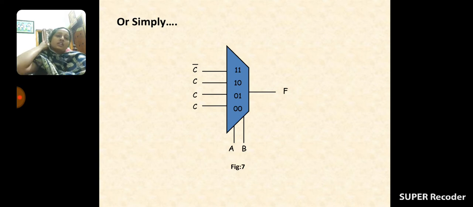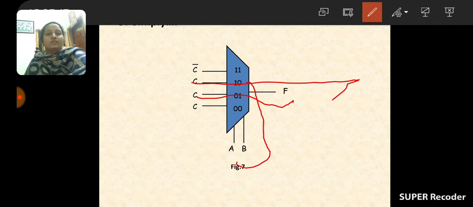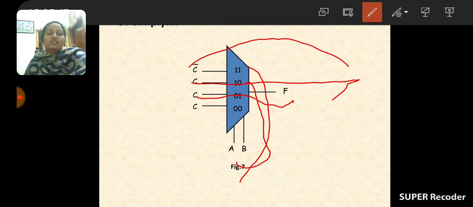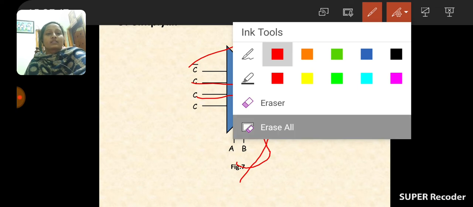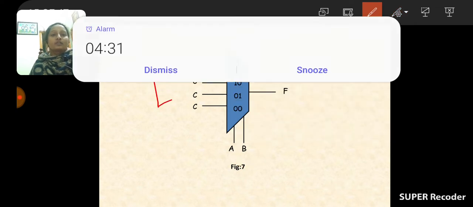So that means what? If the inputs are 0, 0, C will be selected. If the inputs are 0 and 1, C will be selected. Next, if the inputs AB are 1 and 0, C will be selected. If AB are 1 and 1, C bar is selected. So this is the diagram of a simple multiplexer, a 4 by 1 multiplexer. 4 inputs are there and 1 output is there. In this way we are selecting the circuits.